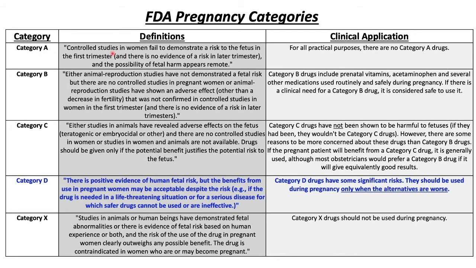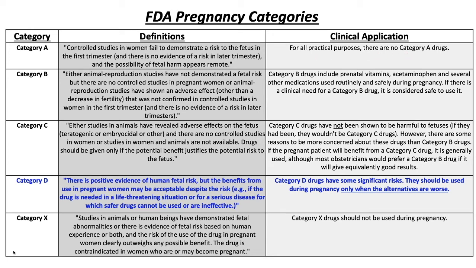While you folks have likely seen this before in the context of antibiotics, these categories are worth reviewing. Category A drugs are those drugs in which control studies in women failed to demonstrate a risk to the fetus in the first trimester. For obvious reasons and for all practical purposes, there are no Category A drugs.